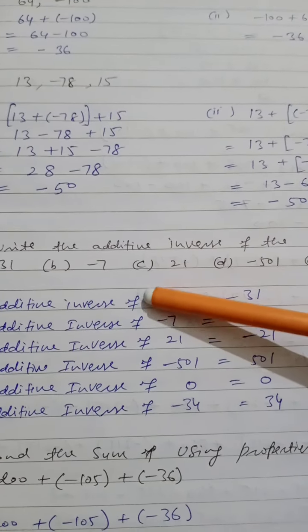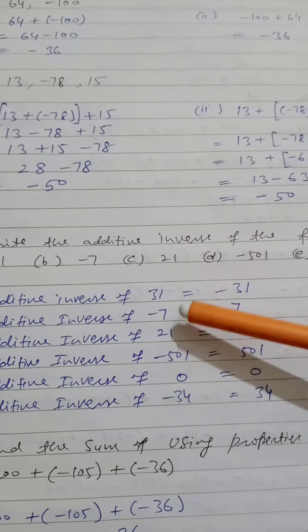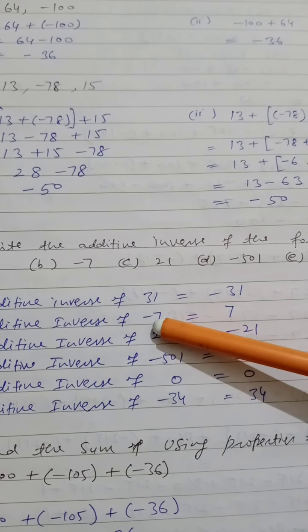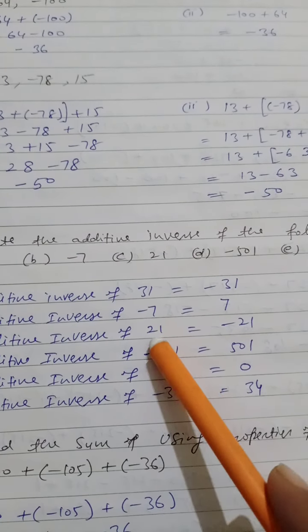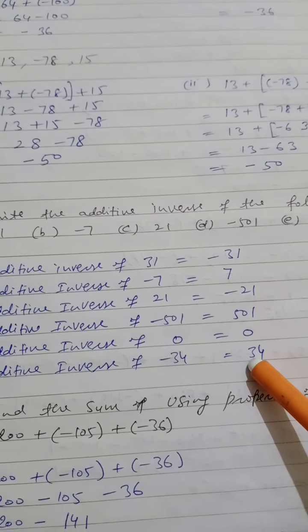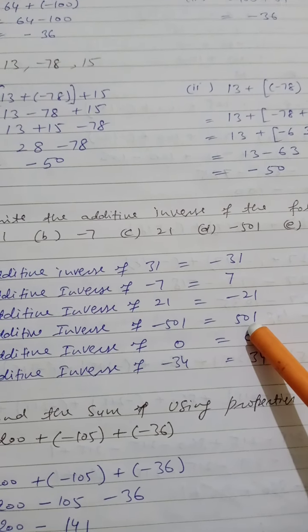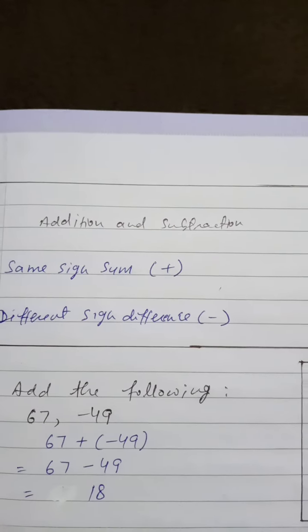In this way we can find the additive inverse of all these numbers. Additive inverse of 31 will be minus 31, additive inverse of minus 7 will be 7, additive inverse of 21 will be minus 21. Similarly all these, and the additive inverse of 0 is 0, because 0 is neither negative nor positive.